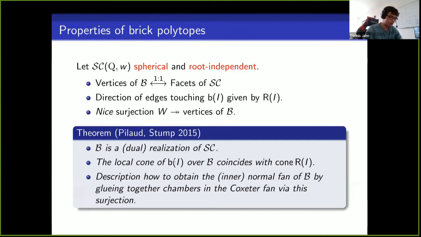The local cone over each brick vector coincides with the cone generated by the root configuration. And via this surjection from elements onto the vertices, there is a description of how to obtain the inner normal fan of the brick polytope by gluing together chambers in the Coxeter fan. And quick disclaimer again, if you are familiar with the topic: because of the introduced minus sign, I had to make some adjustments to these statements.